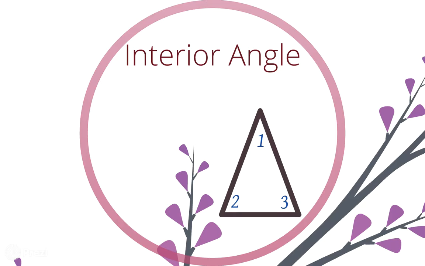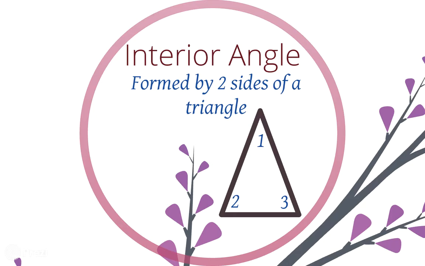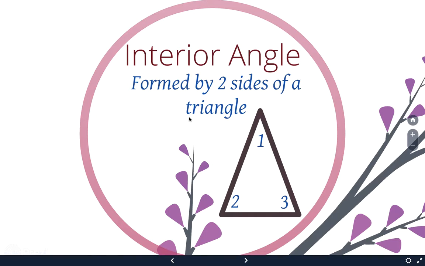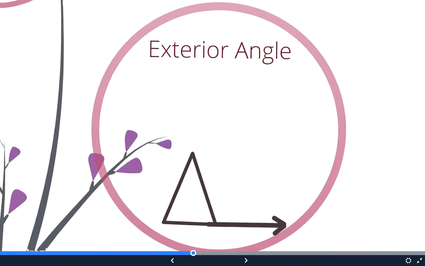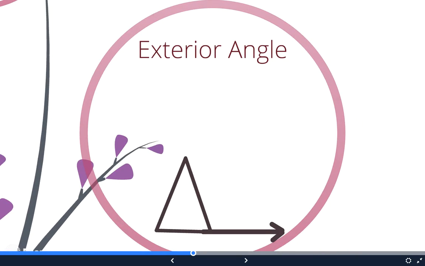Interior angles are all the angles inside of the triangle. So this would be angle 1, 2, and 3 in my picture. And they are formed by two sides of a triangle. So if you see here, angle 1 is formed by two sides of the triangle. So is angle 3, and so is angle 2. And so angle 1, 2, and 3 are interior angles. Yay! Now let's talk about exterior angles.